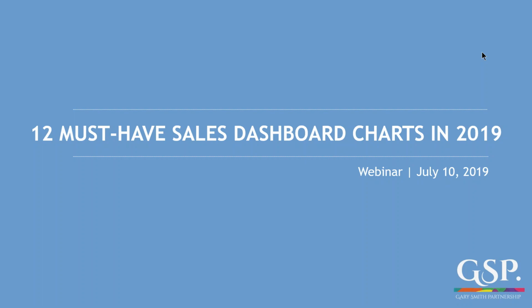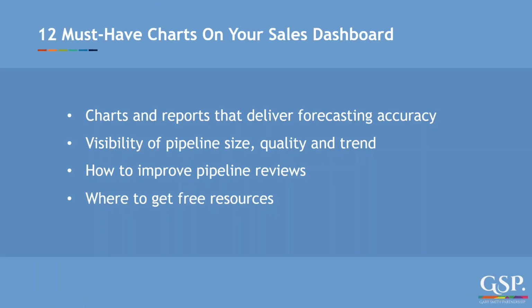This webinar is on the 12 must-have charts on your Salesforce dashboard. These are the charts that give you robust visibility of the sales pipeline, that help you improve forecasting accuracy, that give you the ability to run effective one-to-ones and pipeline reviews. So this is the information that helps you as sales managers or sales operations people manage the pipeline more effectively, get full visibility of the size, the quality, and the trend in the sales pipeline.